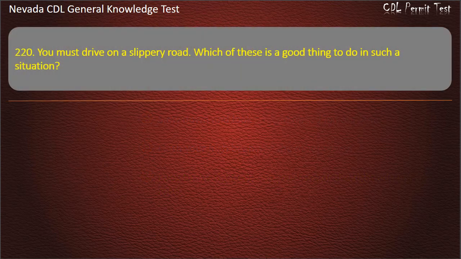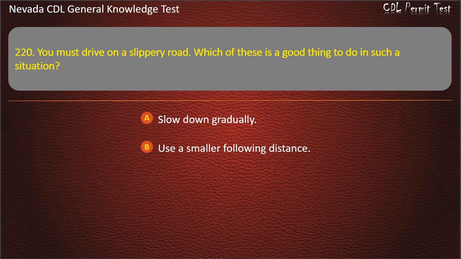Question 220. You must drive on a slippery road. Which of these is a good thing to do in such a situation? Slow down gradually. Use a smaller following distance. Apply the brakes during turns. Answer. Slow down gradually.